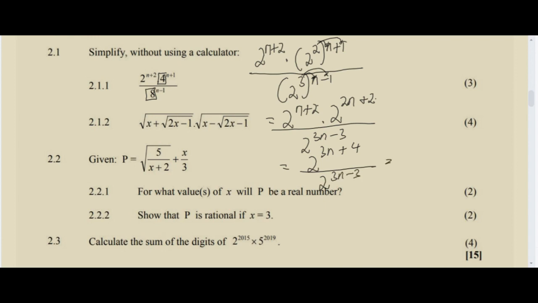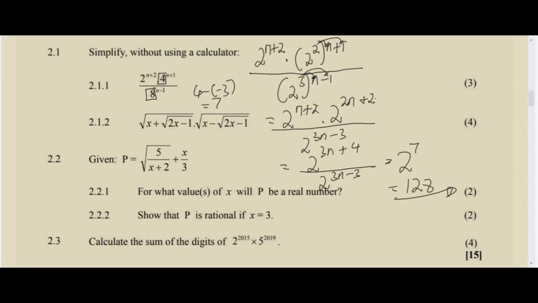Then here we have 3n minus 3, right? Then now we are dividing. If we are dividing and the bases are the same, we subtract the exponents. 3n minus 3n, that's 0, but 4 minus negative 3, that's positive 7. So 4 plus 3, that's 7. So 2 to the exponent of 7, that's 128. And just like that, you would have solved your question.